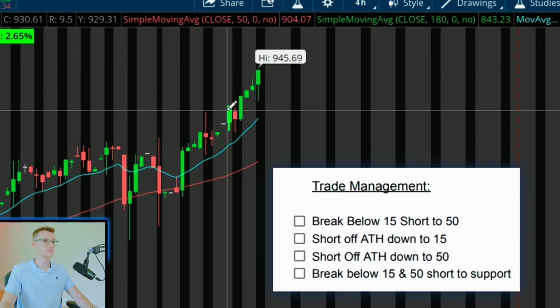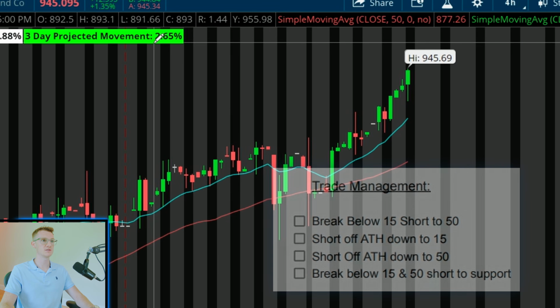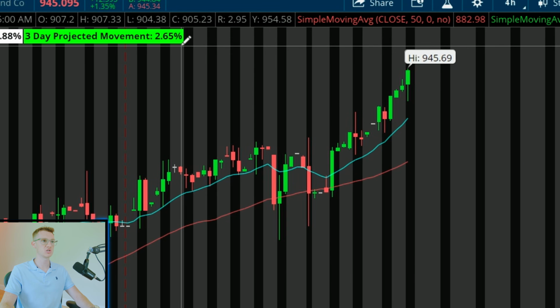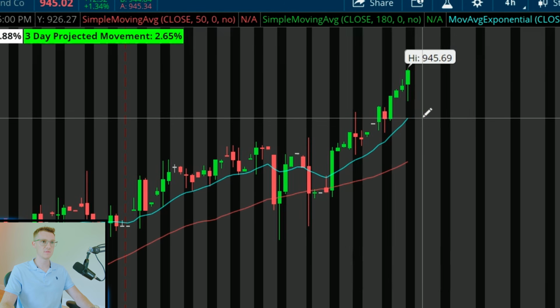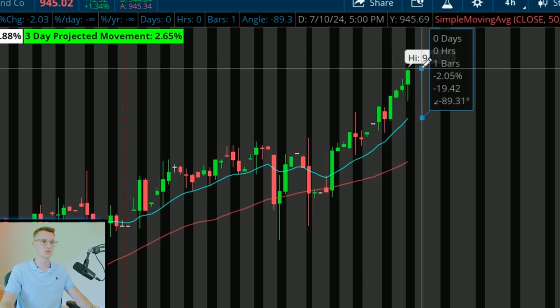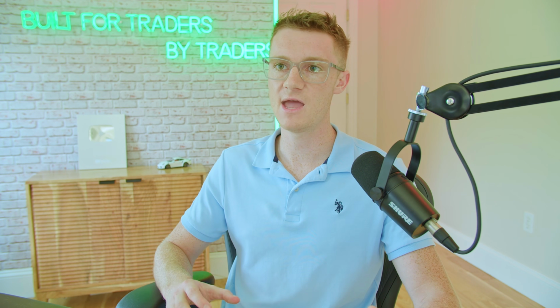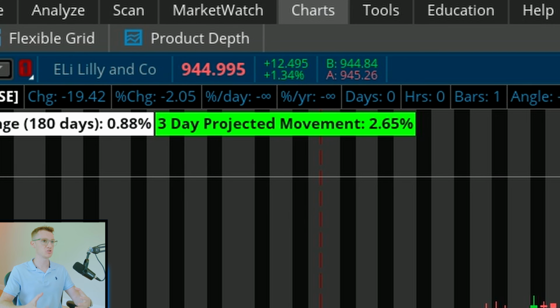So there's a couple options. We are gonna look at that projected move, and we're gonna say, hey, 3-day projected movement is 2.65%. Now the 15-day EMA is sitting about 2% away from where we're currently trading. Now we ask ourselves, is that a realistic move to happen within the next 3 days? And the answer is yes, because we are sitting 2% away from the 15-day EMA, or that would be our target, our take profit. And we can see that the 3-day projected move is 2.65%. So we are within that 3-day projected move.